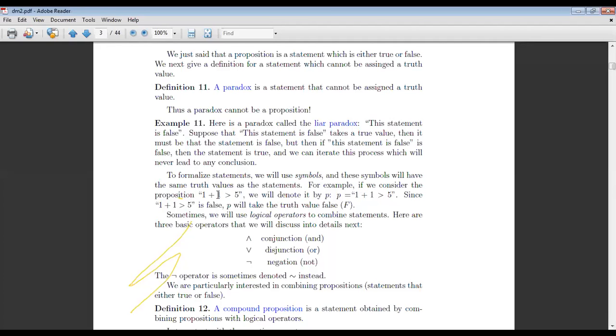Okay, 1 plus 1 greater than 5. That is a false statement. We will denote it by p such that p equals 1 plus 1 greater than 5. Since it is a false statement, p will take the truth value false, F.